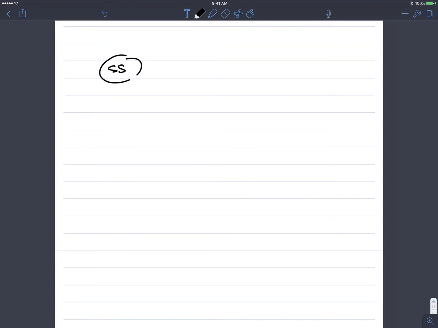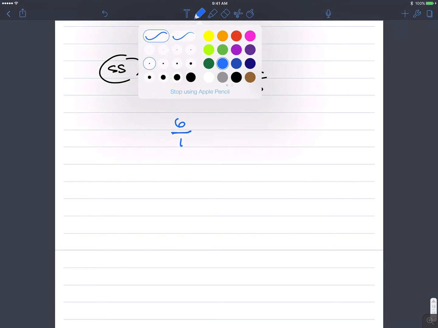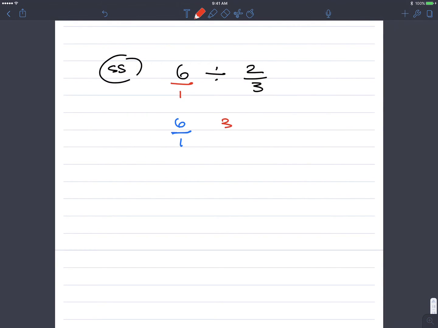6 divided by 2/3. We're going to write 6 as a fraction, 6 over 1. So now we're dividing fractions. 6 over 1, don't forget to flip the second fraction over and multiply. You multiply fractions by multiplying horizontally across. So we get 6 times 3, and 1 times 2 is 2.